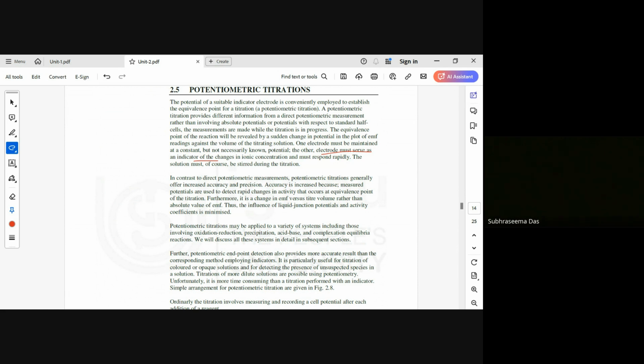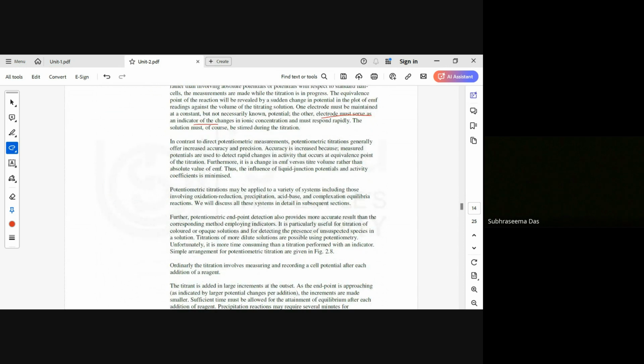So one important advantage of potentiometric titrations is their accuracy. The measured potentials detect rapid changes, and further the activity coefficient effect is also minimized here. The influence of liquid junction is minimal, and the activity coefficients are also minimized. Potentiometric titrations have been applied to various systems like oxidation reduction, precipitation, and complexation reactions, which are all measured by potentiometric titrations. Since they provide accurate data, titrations of different solutions by the use of potentiometry have been a very useful tool for us for measuring the potential.